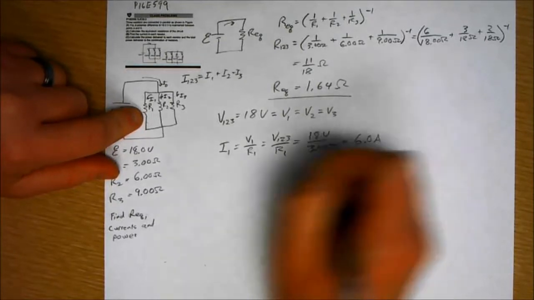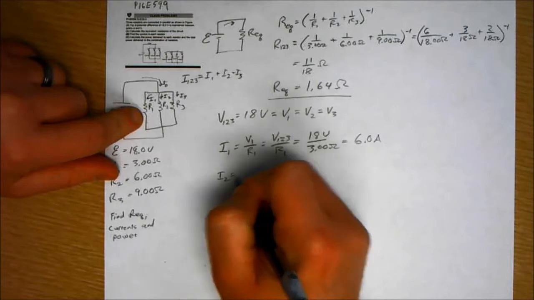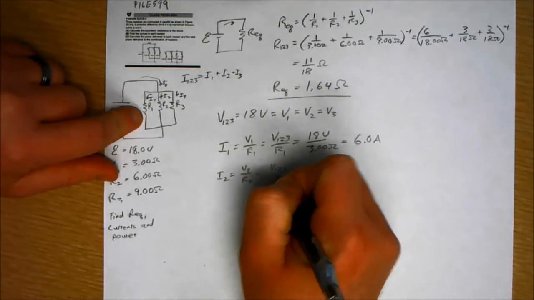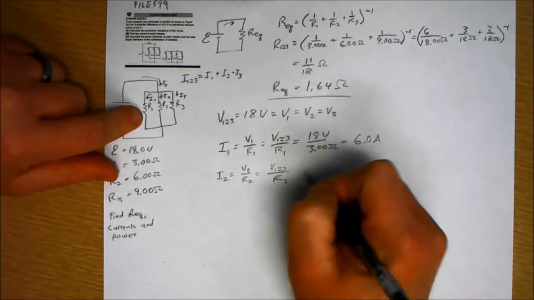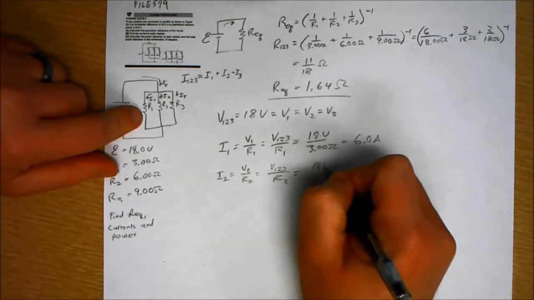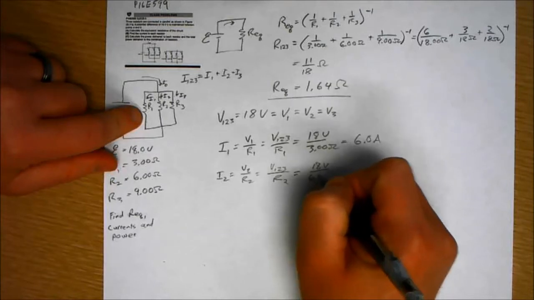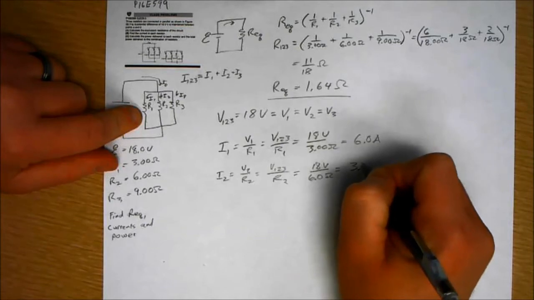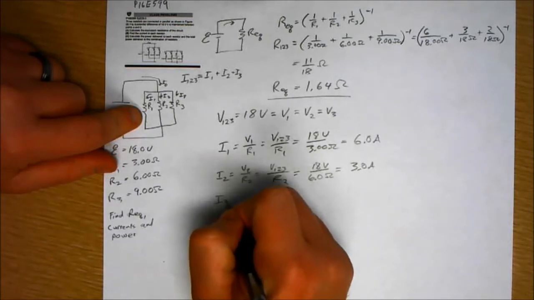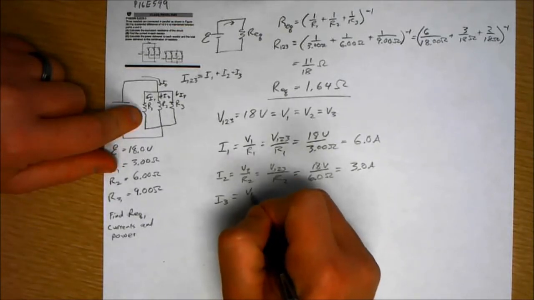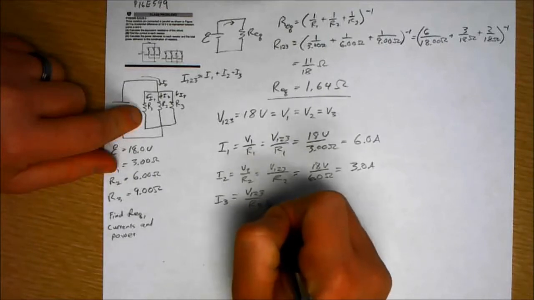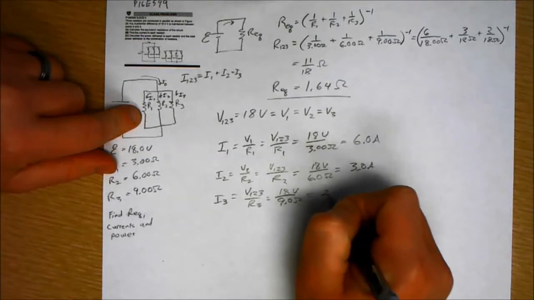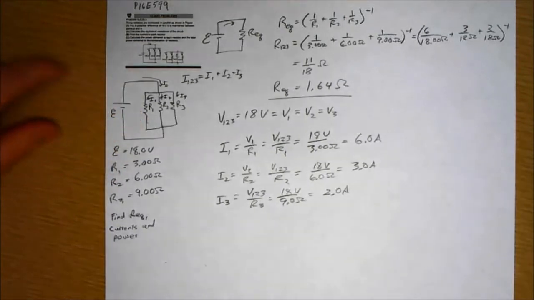We repeat the process for resistor 2, same voltage again. So that's 18 volts divided by 6 ohms, or 3 amps. And for the third one, V1,2,3 again over R3, which is 18 volts over 9 ohms, or 2 amps.